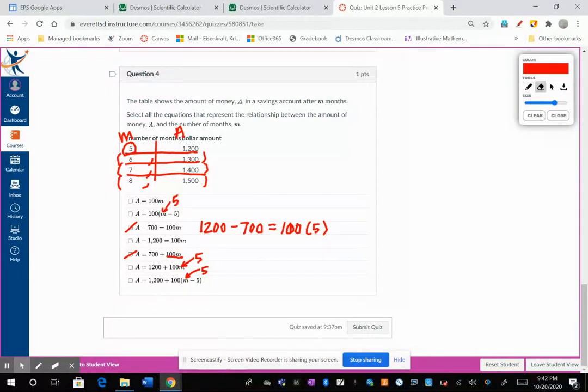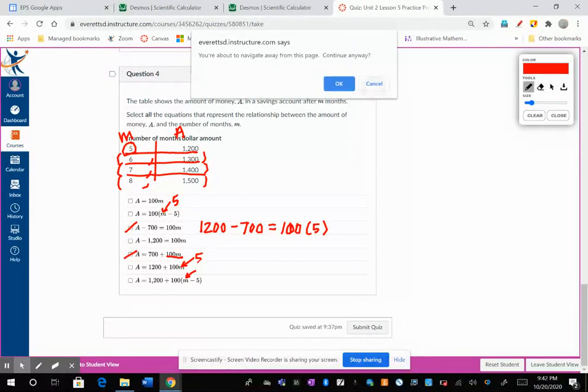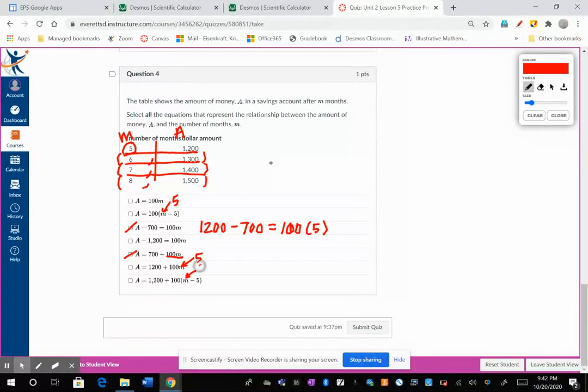Let's try the 6. I'm not trying to navigate away, Mr. Computer. 6 minus 5 is 1. 100 times 1 is 100. 1200 plus 100. Yes, that does work as well. The crazy one. Months minus 5 times 100 plus 1200.